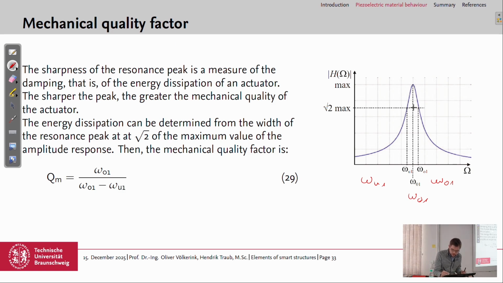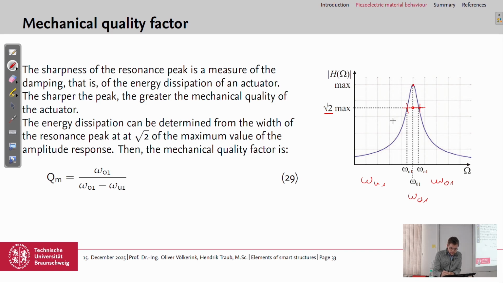So we have the resonance frequency here, which is, let's say, the highest amplification of the amplitude. We are in resonance, and then we look at the values square root of 2 to the left and to the right, and then we have these two frequencies also defined, and we use this because the sharper the peak in the resonance, in the transmission function, the better is the mechanical quality.